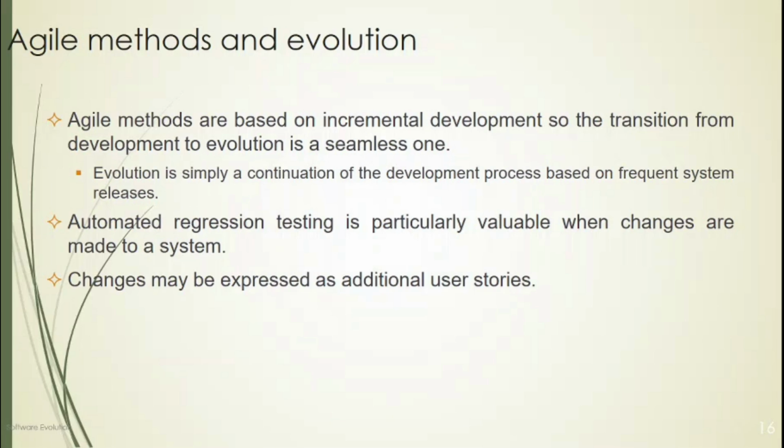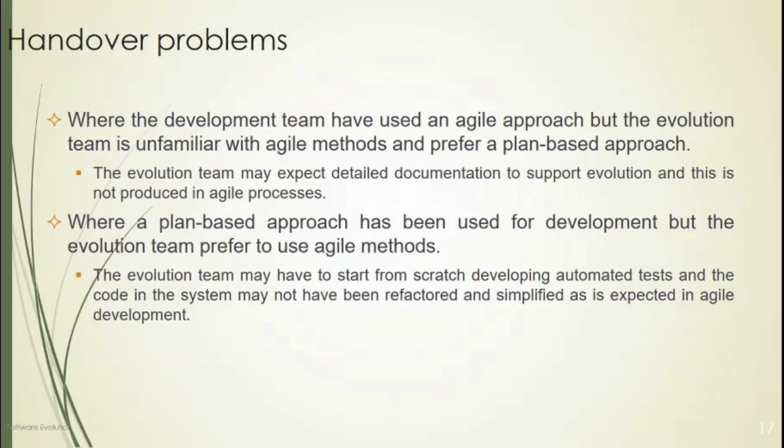Automated regression testing is particularly valuable when changes are made to the system. Changes may be expressed as additional user stories. And handover problems: where the development team has used an agile approach, but the evolution team is unfamiliar with agile methods and prefers a plan-based approach, the evolution team may expect detailed documentation to support the evolution, and this is not produced in the agile process. So they may use some other method and not be familiar with that particular method.